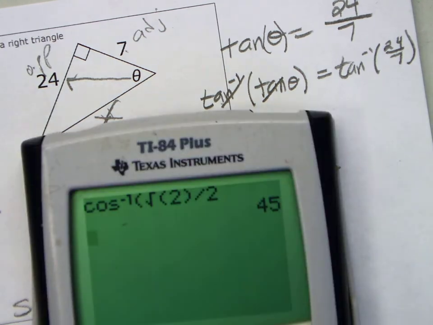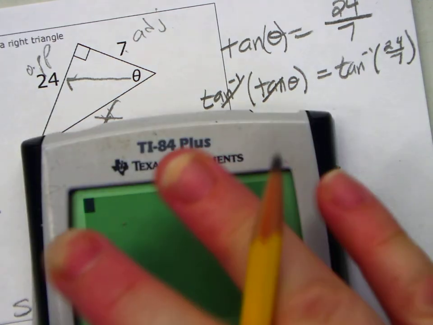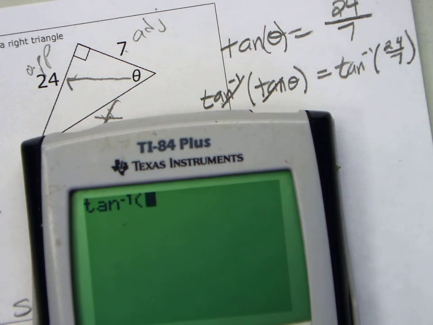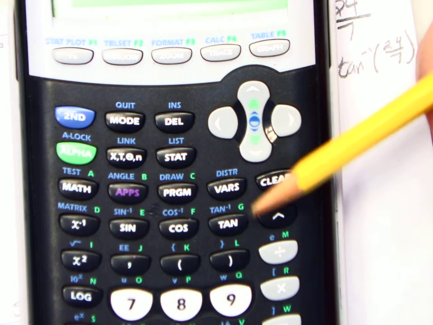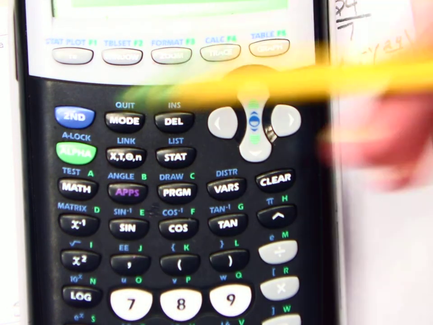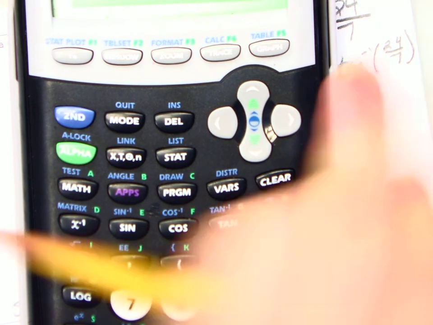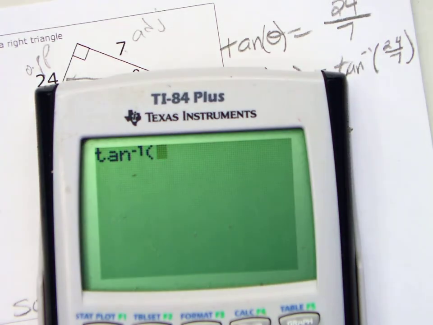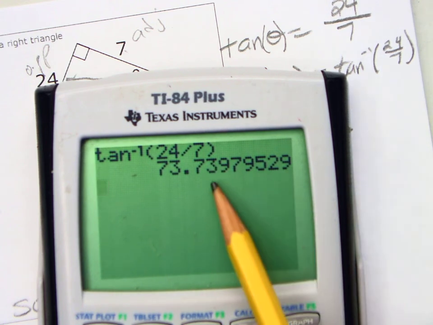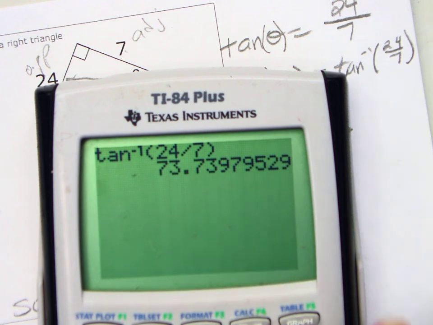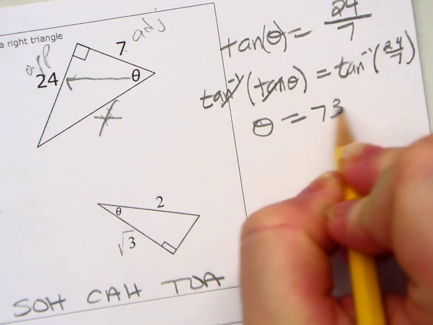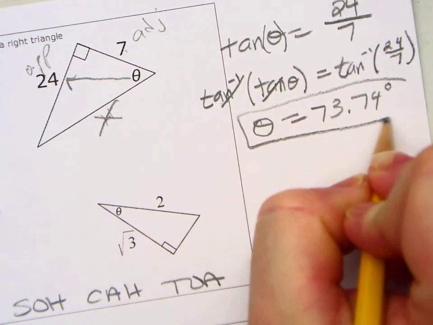I'm going to break out my calculator. I hit second tangent, and that gives tan minus 1. Tan is here, and right above it is your tan minus 1. It's blue. So I hit the blue second button, then hit tan, and my tan minus 1 comes up. And then I put in my 24 divided by 7. 73.74. It says nearest hundredth. Hundredth is 2 decimals. Look to the right. It's a 9, so it's 0.74. 73.74 degrees. And that's that angle.